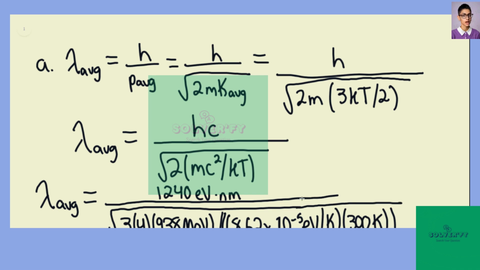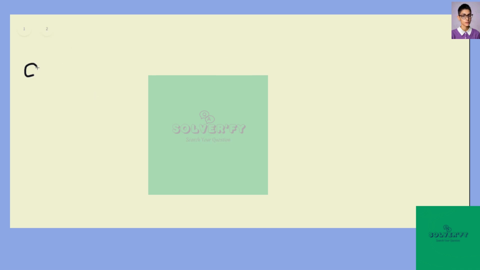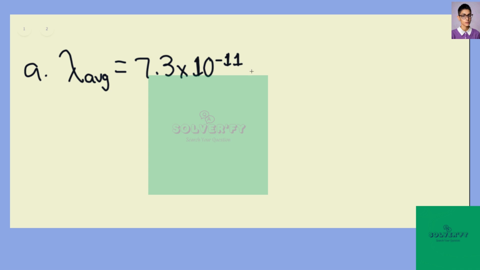Taking the square root, for part A we find that the average de Broglie wavelength would be equal to 7.3 times 10 to the negative 11th meters, or we can say 73 picometers.